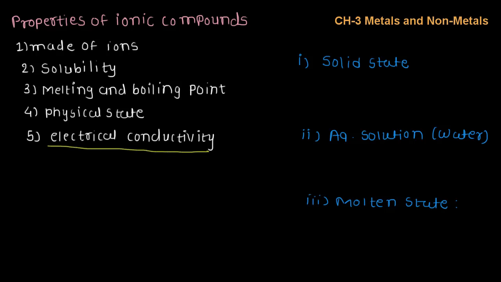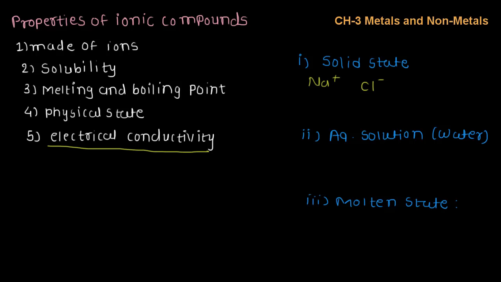Why does this happen? In the solid state, the ionic compounds do not conduct electricity. In the aqueous solution, it means water, it will conduct electricity. In the molten state, it will conduct electricity. Why does this happen? Let us understand. Let us take the example of NaCl. Na plus and Cl minus, 2 ions we have. They are made of ions.